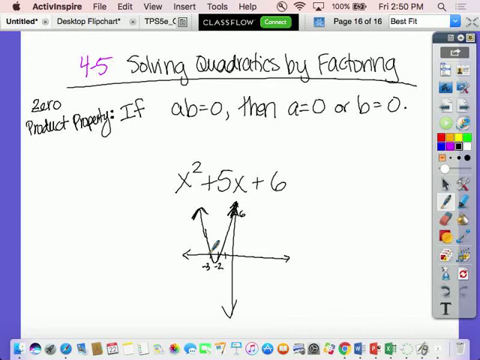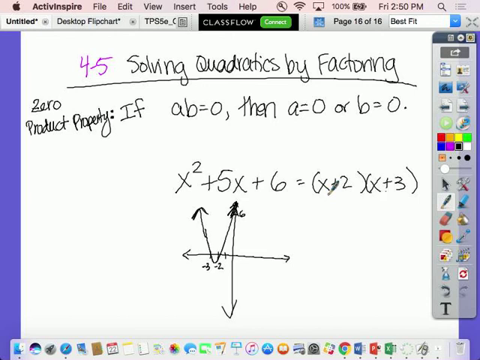Okay? So if I was to factor this, I could use the shortcut. What multiplies to 6 and adds to 5? 2 and 3. So how are my x-intercepts, or my zeros, how are they related to my factors? Okay, so we're going to do the zeros of these. What makes these zeros? The opposites, basically, in this case.